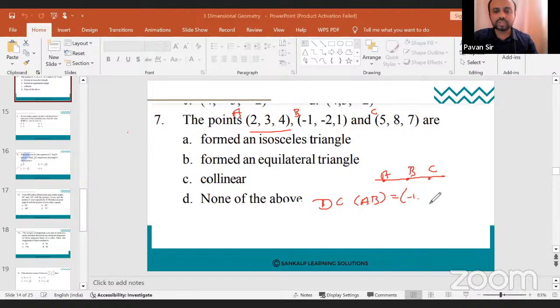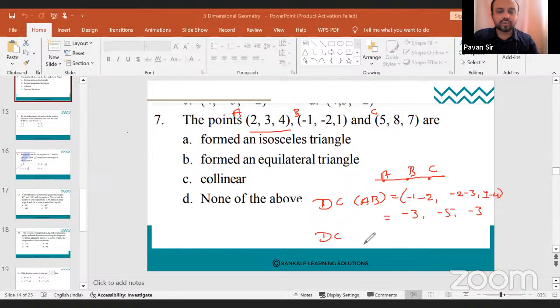-1, -2, comma. Next one is -2, -3, comma. Next one is 1 - 4. These are the direction cosines. So what is the answer? -3, -5 and -3. These are the direction cosines of AB. Okay, then the direction cosines of AC.